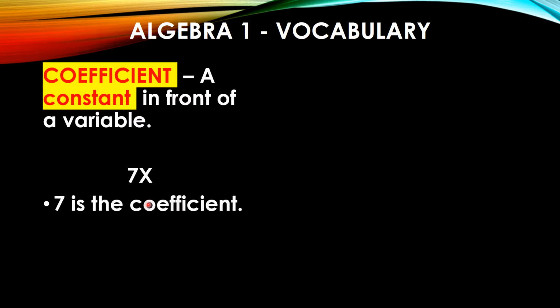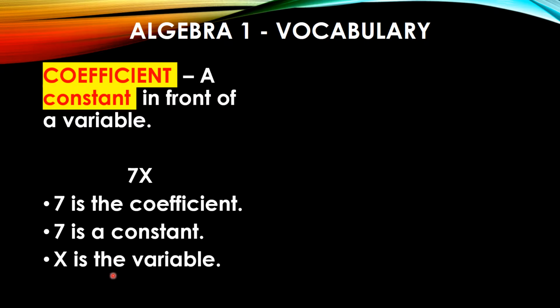So 7 is the coefficient here. It's the constant that's in front of the variable. So remember, 7 is a constant, but in this case, it's also a coefficient. And x is our variable. Remember, just like our example, t is the variable because the temperature would change. So here, x is our variable. That number we put into x can change.